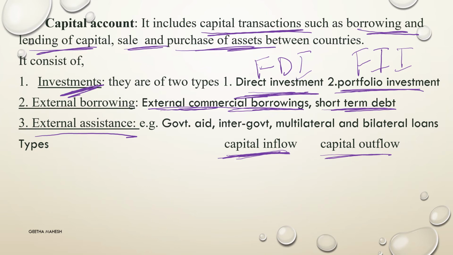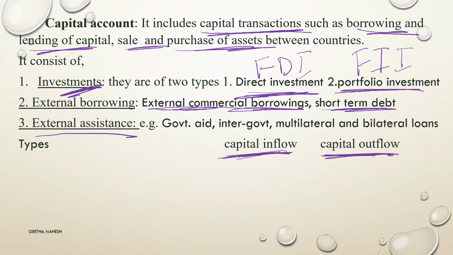Similarly, when we make investment outside the country, or when foreigners are borrowing from our country, or we buy the securities from foreign companies, then the capital will go out of the country. This we call as capital inflow and capital outflow.